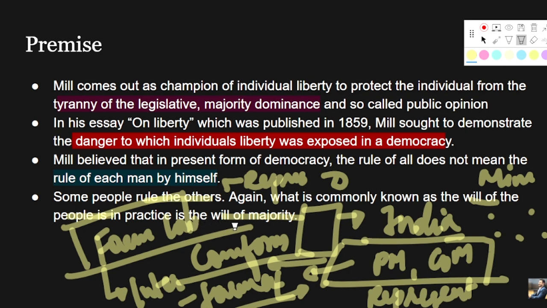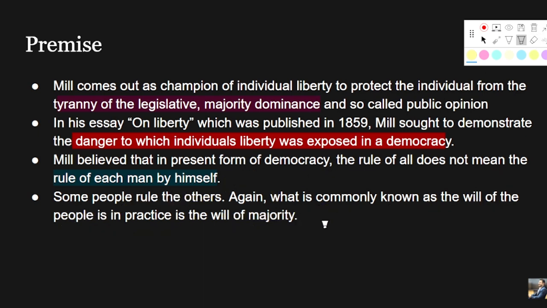So this is something Mill was concerned about. Gradually, what is happening here is that the will of the state or the will of the people is basically the will of the majority. They do what seems right to them, thinking that this is also for the betterment of the people, right? But we never know in reality whether it is really better for the citizens or promotes their welfare or not, right? So this is something which concerned Mill.